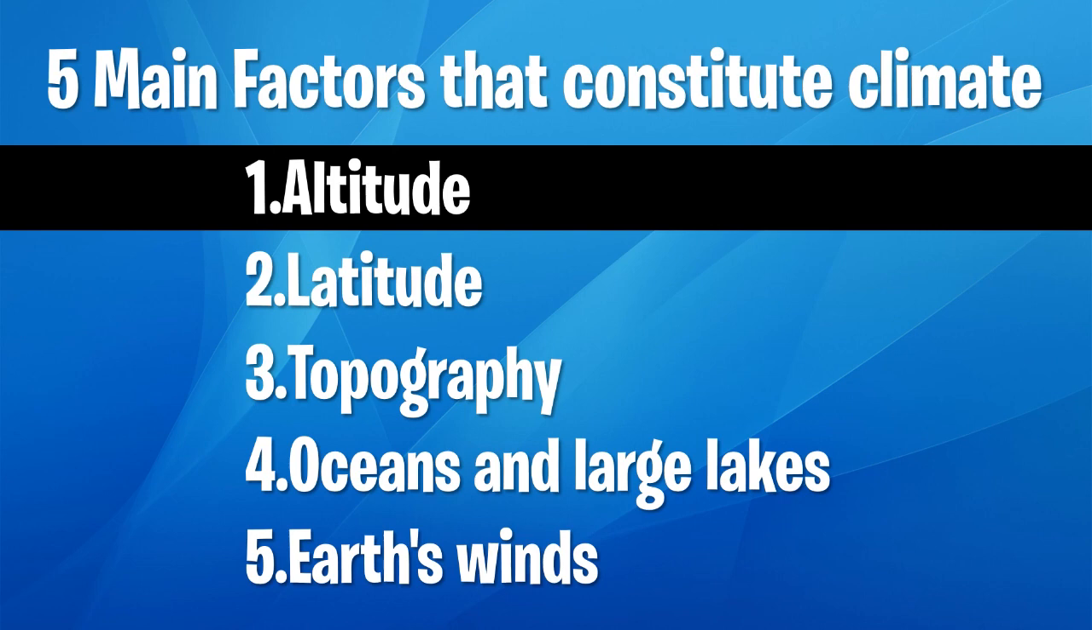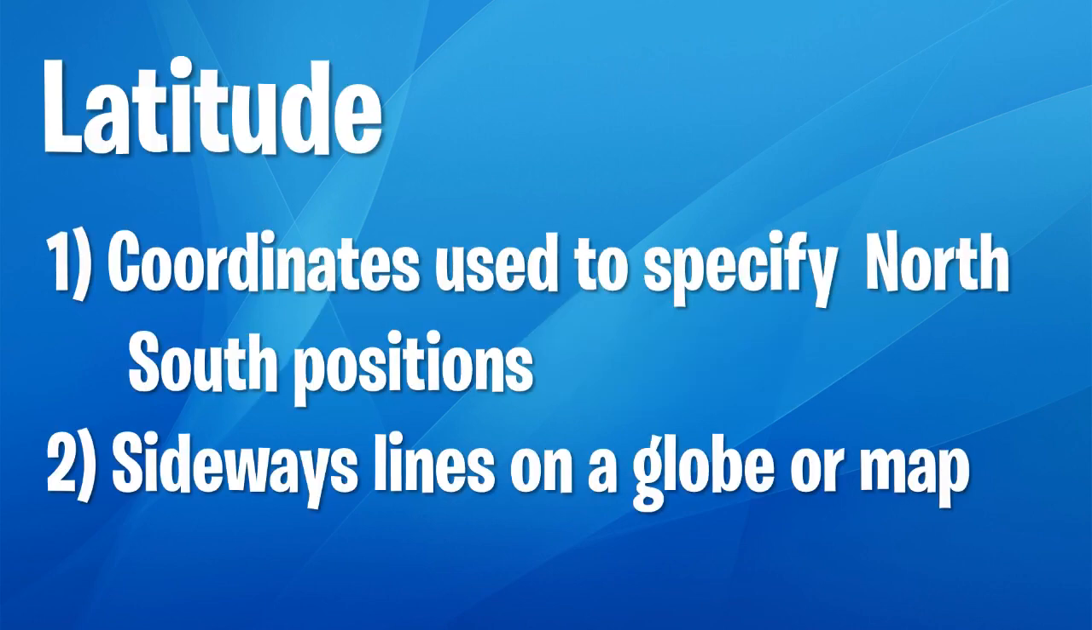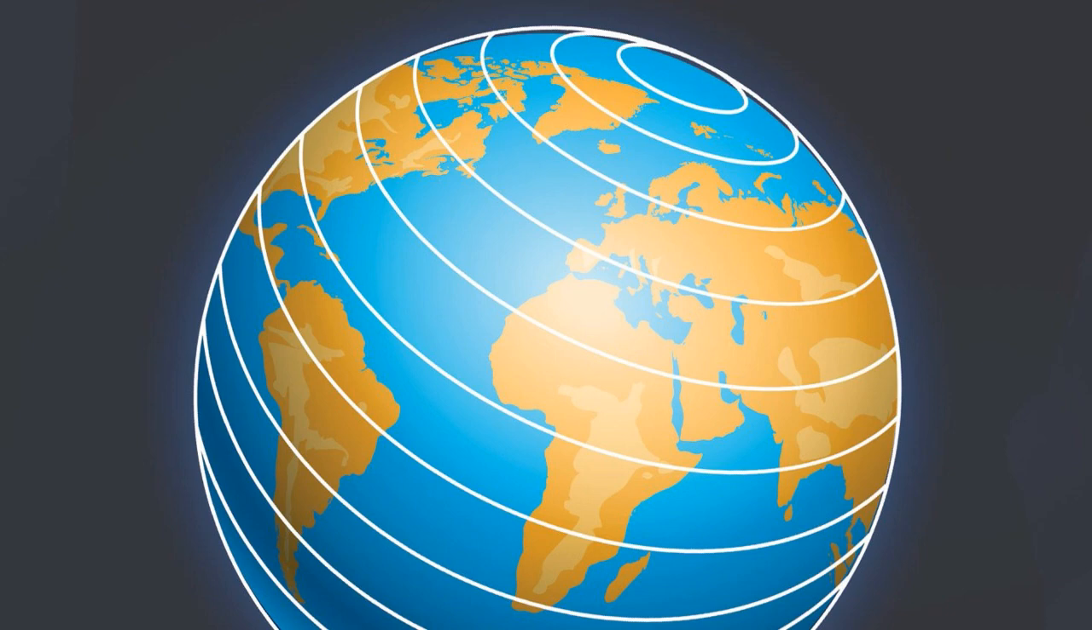The next one is latitude. So latitude, you typically hear this latitude and longitude. So we'll just be looking at latitude. Latitude has 2 definitions. The first one, more technical, is the coordinates used to specify north and south positions. And the simpler version is just the sideways lines on a globe or a map. So here we can see the latitude lines. We can understand that it is the sideways lines on the map, but it also tells you how far north and how far south you are. If you were in Sweden, for instance, you would be far north in latitude, but if you were to go to South Africa, you would be more south in the latitude line.